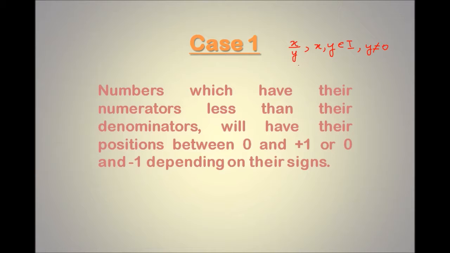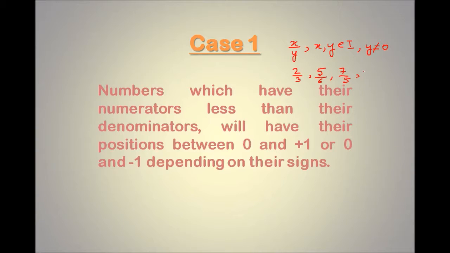So, for example, 2 by 3 is a rational number, 5 by 6 is a rational number, also say 7 by 5 is a rational number. These are all positive rational numbers. We can have negative rational numbers as well.